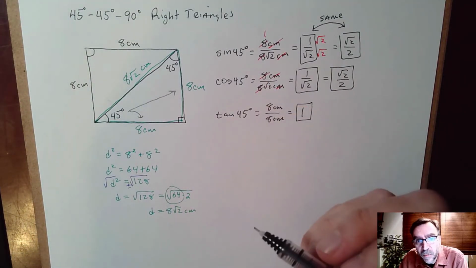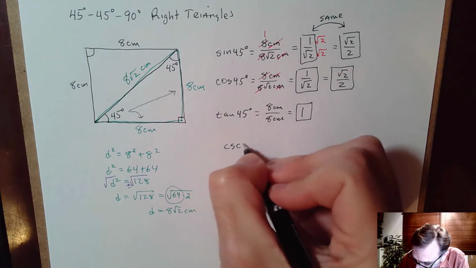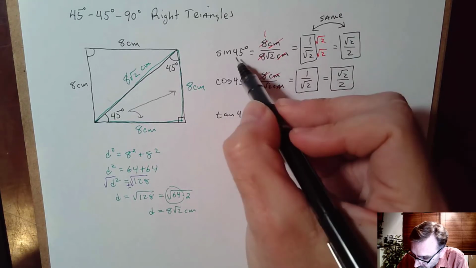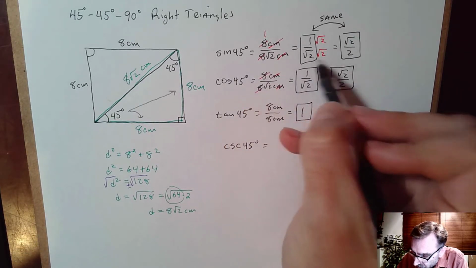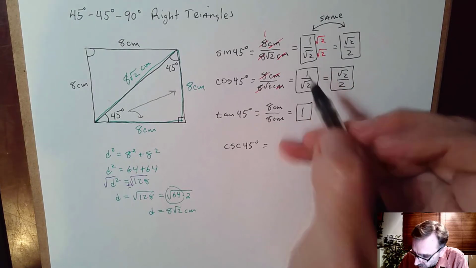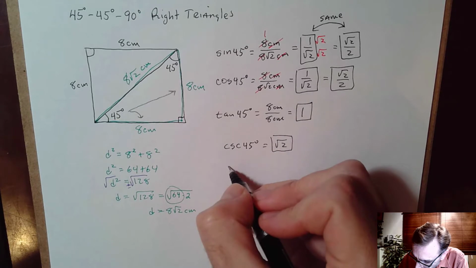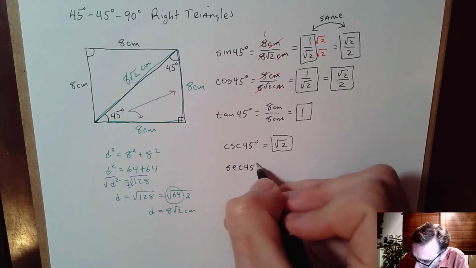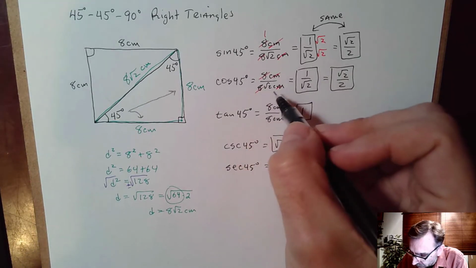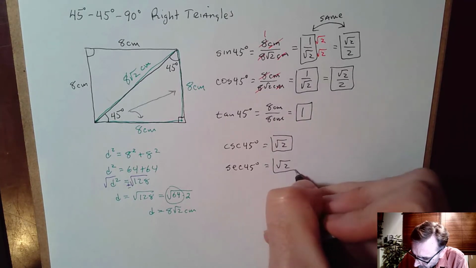The other three ratios are just reciprocals. So we'll first look at cosecant of 45 degrees, which is the reciprocal of sine. And since these two ratios are the same, I'm going to choose 1 over root 2, and I'll reciprocate that, and I'll get root 2. And so that's cosecant of 45. Secant of 45 degrees is the reciprocal of cosine. And again, I'll choose the 1 over root 2, reciprocate that, I get root 2.